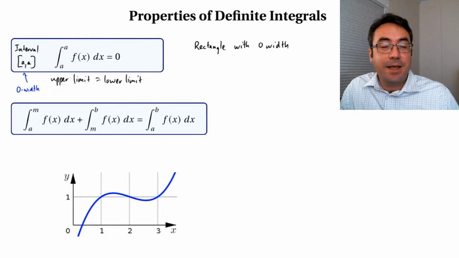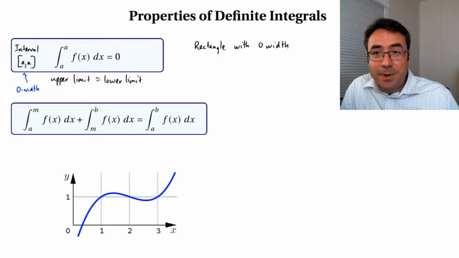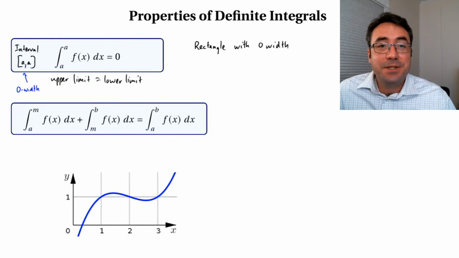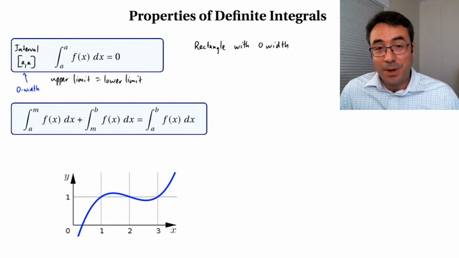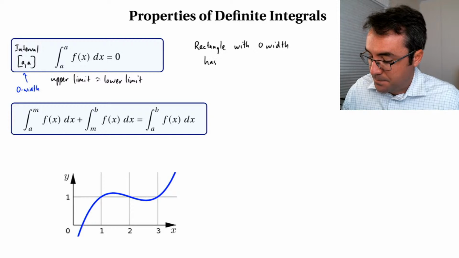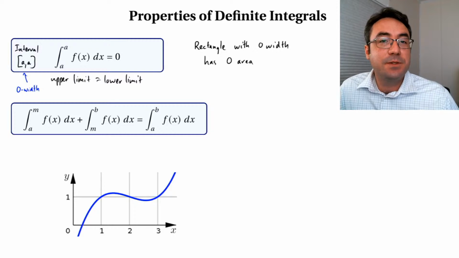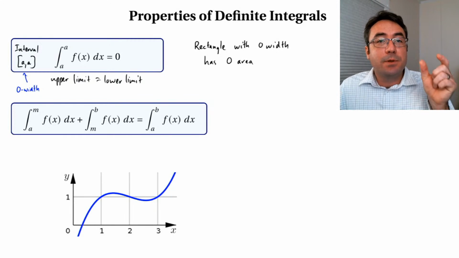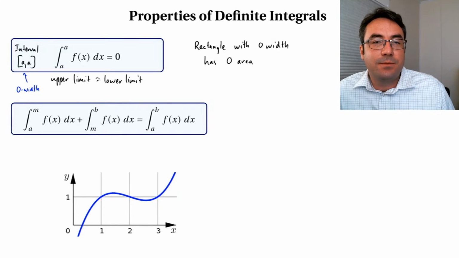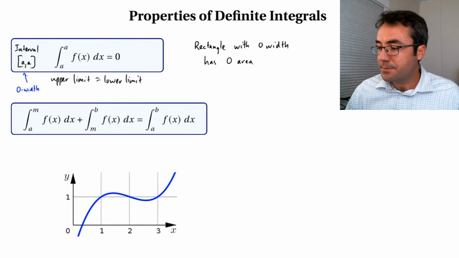So when we try to calculate the area of a rectangle with 0 width, well, area of a rectangular region is length times width, and if our width is 0, then the area should be 0. And that's what this property really says. So if our limits of integration are the same, really we're looking at a region with 0 width, and so the area of any region with 0 width should be 0.